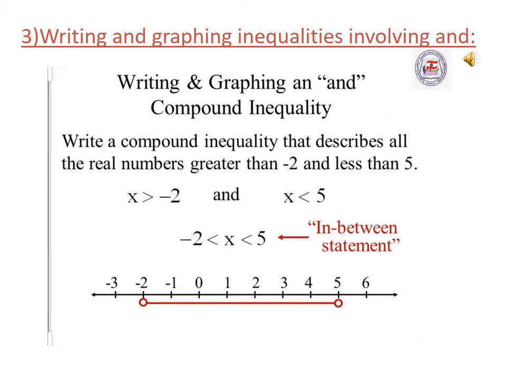Writing and graphing inequalities involving "and." Write a compound inequality that describes all the real numbers greater than -2 and less than 5. This means x is between -2 and 5, an in-between statement. The graph of a compound inequality with the word "and" contains the overlap of the graphs of the two inequalities that form the compound inequality, x between -2 and 5, so we draw an arrow going from -2 to 5. The graph should have open circles because the inequality symbols are not inclusive.